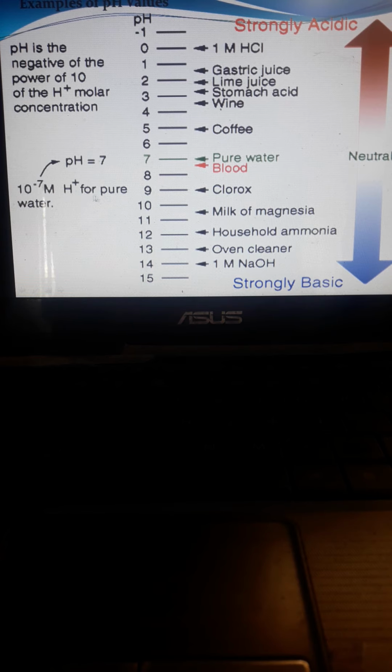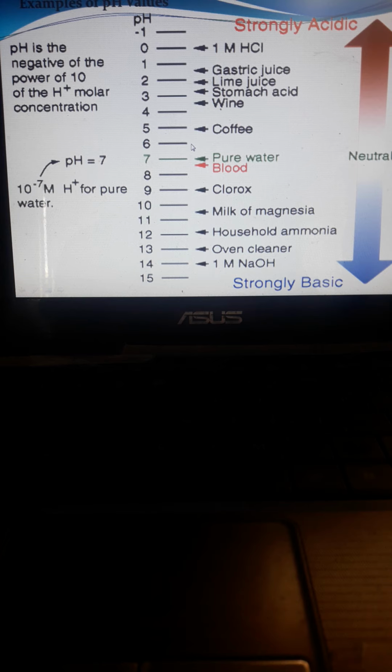So that is the hydrogen ion concentration value for pure water. We have 1 molar HCl, that is 0, strongly acidic. Gastric juices, that is almost 1.5. Lime juice, 2. Stomach acid is almost 2 to 3, that is acidic because it is important for the digestion process. Wine and alcohols, 5. Coffee is acidic.